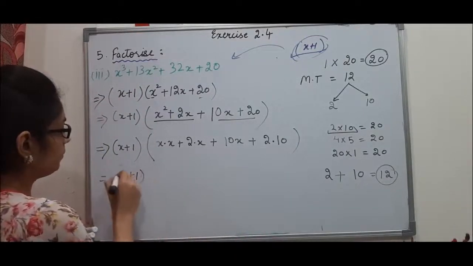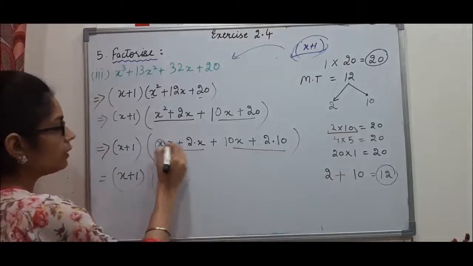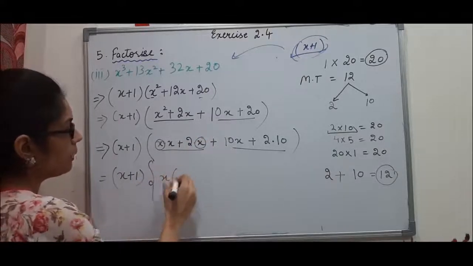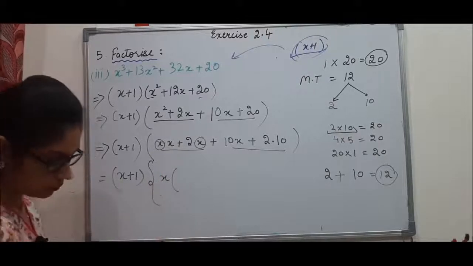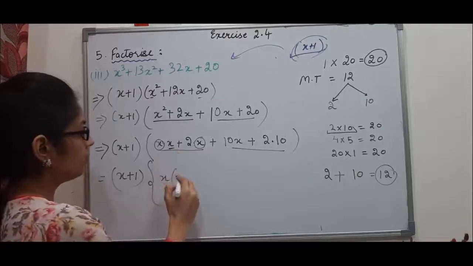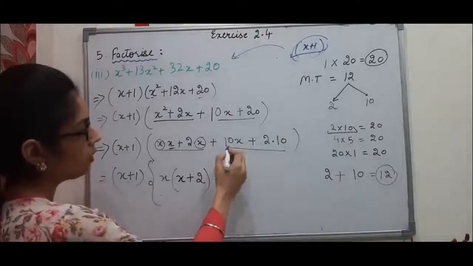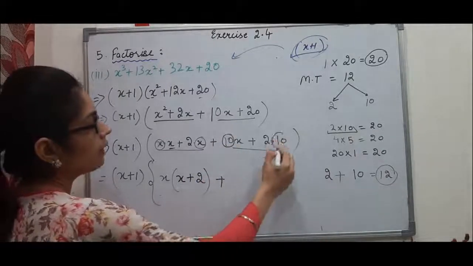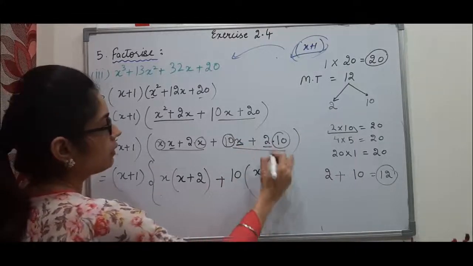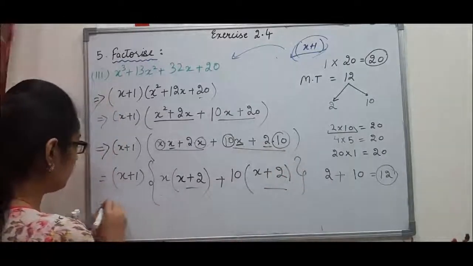X plus 1. So here let's take the common terms out. Here x is present in both the terms, so x I will write out. Now the remaining terms I will write as it is. Here I am left with x and here I have 2. Plus, 10 is there, 10 is here also. So 10 I will write out. Now the remaining term is x plus 2. Now you can see these two factors are the same, which means your working is correct till here.